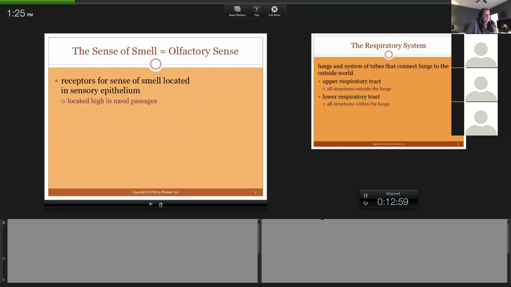The other part of the respiratory system is the sense of smell, which is the olfactory sense. Now, there is a separate sensory lecture that I hope I get to. Sometimes I end up having to cut that one short due to time. But there are sensory receptors that will pick up scents. Now, this is high within the nasal passage, so it's not necessarily right at the surface.